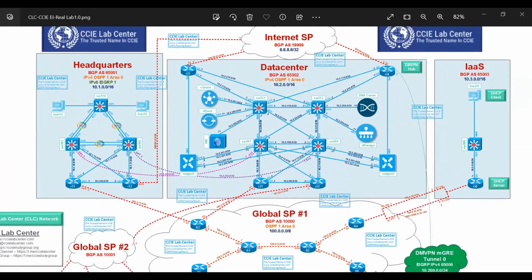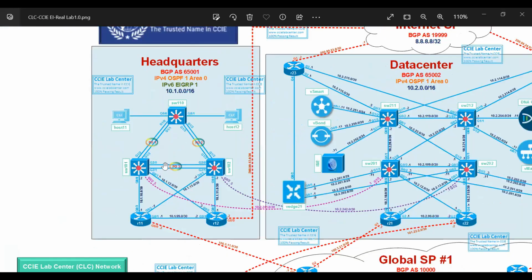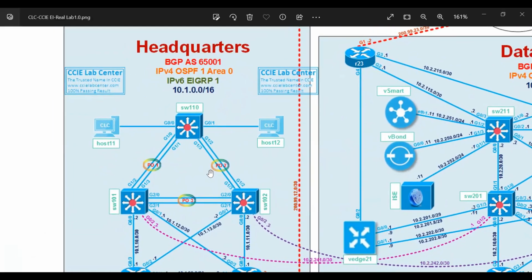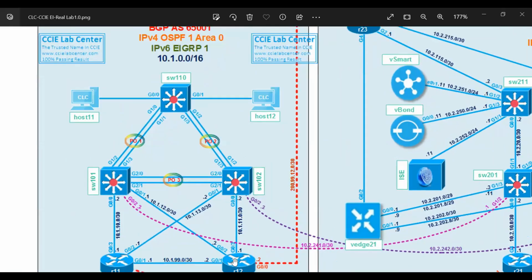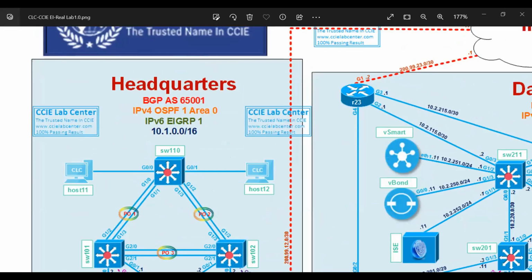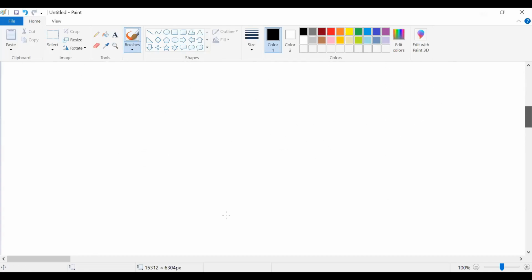So we will be starting with the headquarter first. In the headquarter, you can see we have a switch, PC, host 11, host 12. We have switch 101 and switch 102. So let me show you a sample question.